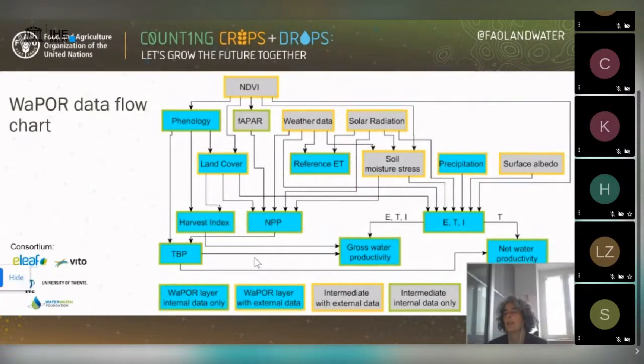This flowchart is rather complex, but I think the idea is that the different layers are very much interconnected, and it's good to be aware of this interconnectedness when you use this data. So please keep a version of the methodology document at hand when you design your applications, because it's important to understand what the dependencies are.